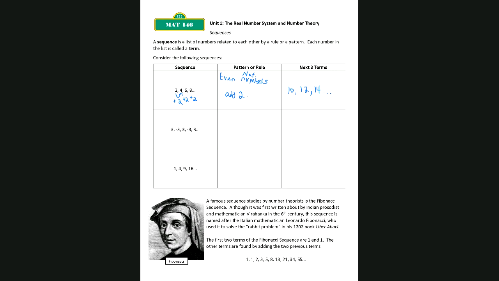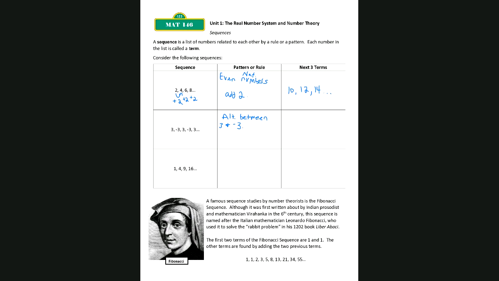The next sequence is 3, -3, 3, -3, 3. So basically here the pattern is we're just alternating between -3 and 3, right? So alternating, I'll say alt between 3 and -3. So alternate between 3 and -3.